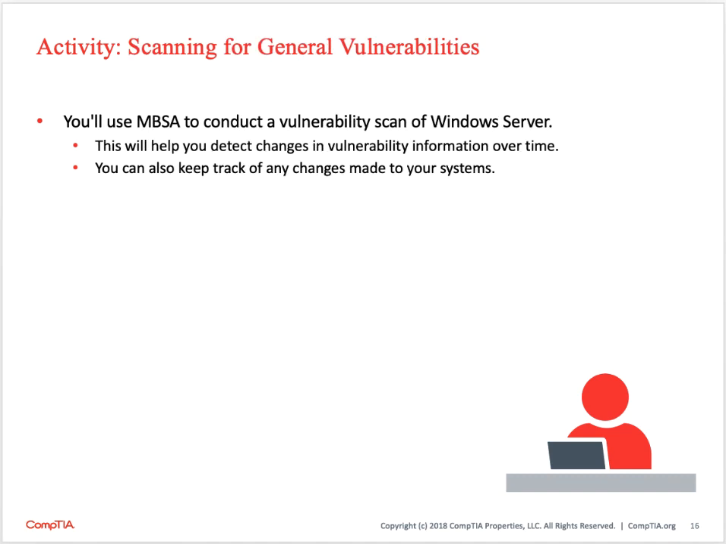The next activity is scanning for general vulnerabilities. We're going to use Microsoft Baseline Security Analyzer, which is a vulnerability scanning tool, and it's going to scan our Windows server and make sure that we're up to date with standards on configurations. It's going to help us detect any changes in vulnerability over time, and it's also going to help us to keep track of any changes made to our system.